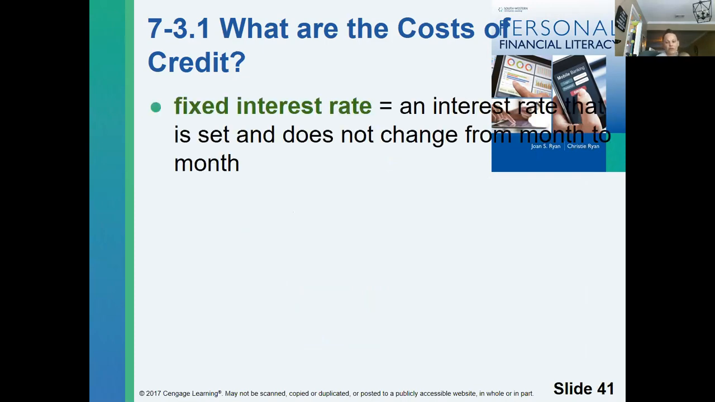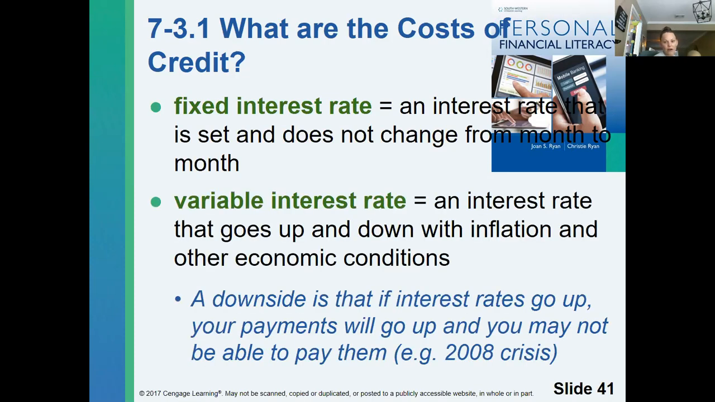So a fixed interest rate is an interest rate that is set and does not change from month to month. Just like we talked about fixed expenses, fixed meaning it doesn't change. So a variable interest rate is an interest rate that goes up and down with inflation and other economic conditions.